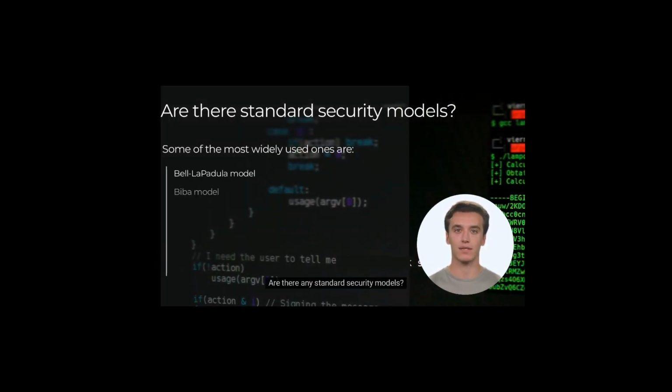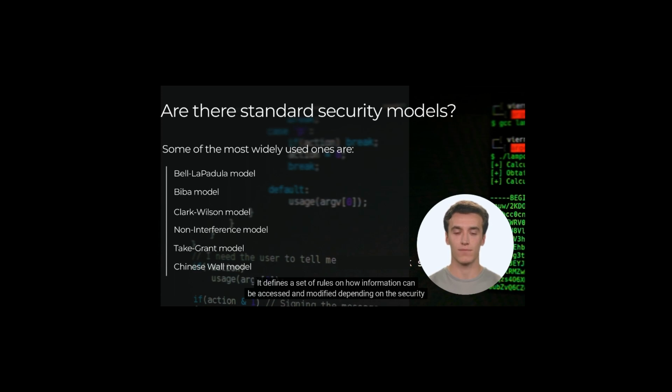Are there any standard security models? There are various standard security models used in computer security. Let's discuss some of the most widely used. The first is the Bell-LaPadula model. It defines a set of rules on how information can be accessed and modified depending on the security level. The second is the Biba model. It defines a set of rules on how information can be accessed and changed based on security levels.